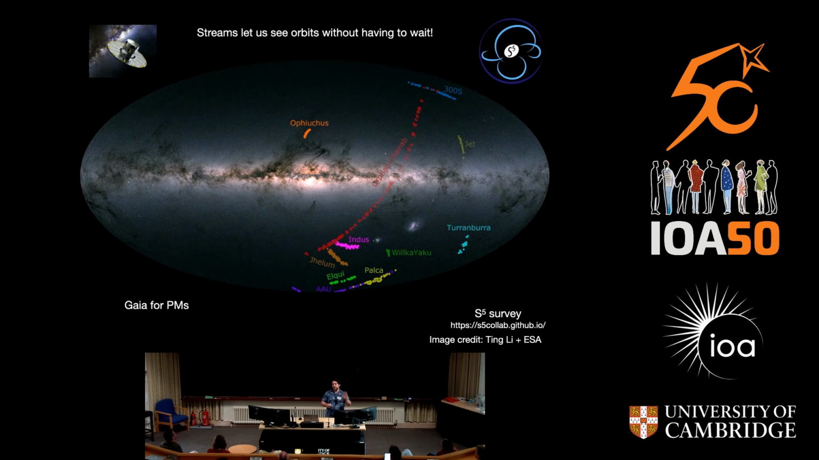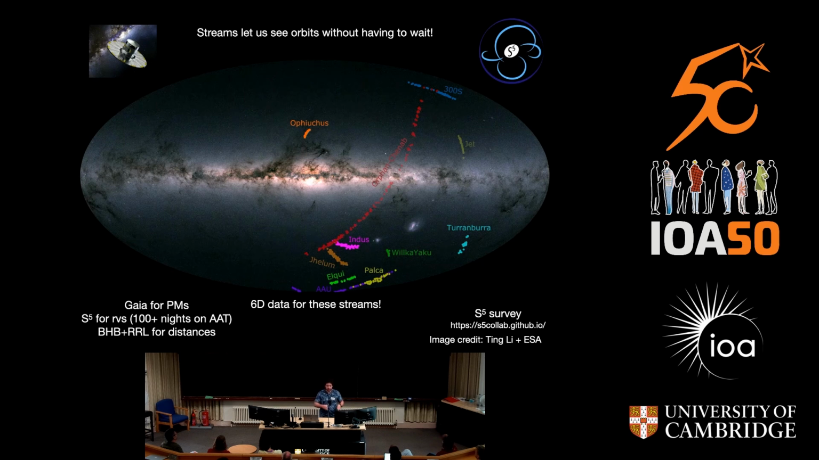So Gaia gives us proper motions, the angular velocities on the sky. We have S5, which is a spectroscopic survey. We've had more than 100 nights on AAT to get radial velocities, to get that line of sight velocity. And then we have variable stars for distances. So altogether, we have 6-dimensional data for all of these streams.